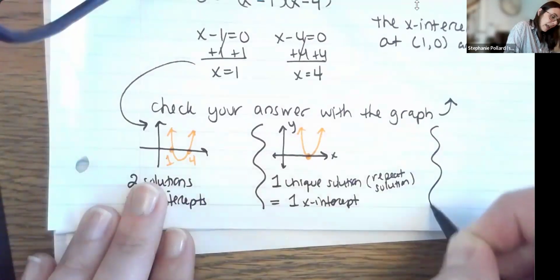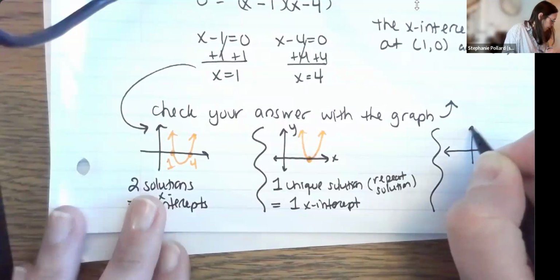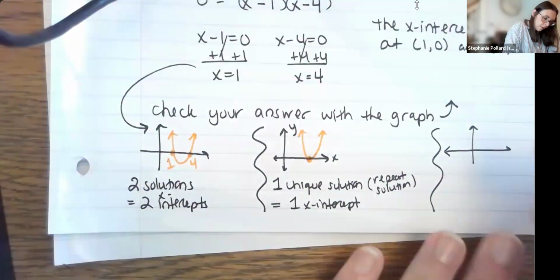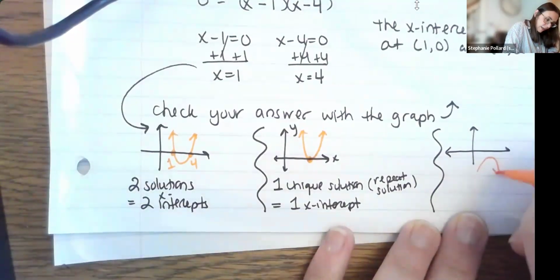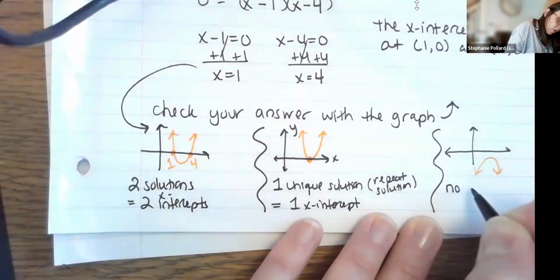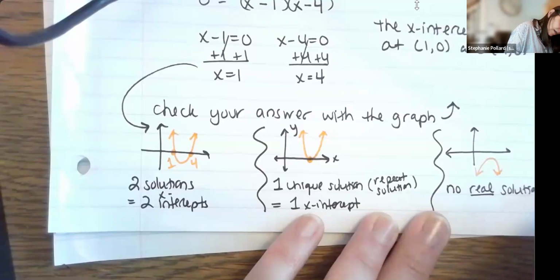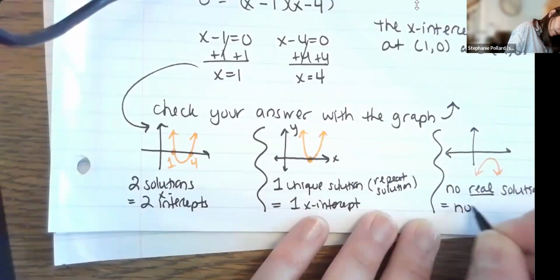And the other thing that can happen too, for instance, I'll do an upside down one just to kind of mix it up. So let's say your graph looks like this and it doesn't touch at all. So when that happens, there are no real solutions when there are no x-intercepts.